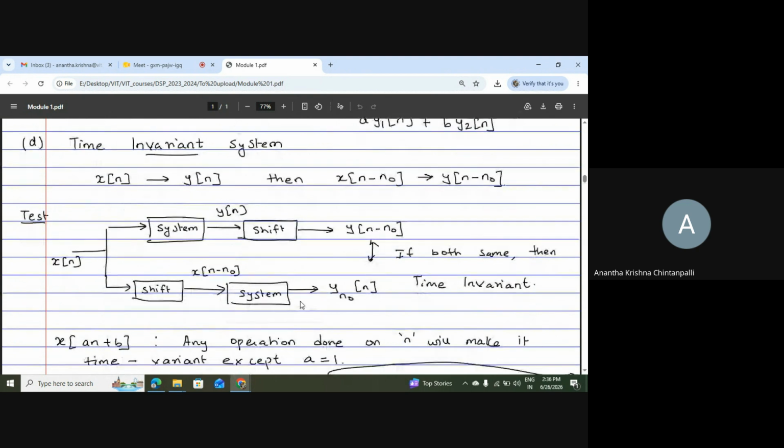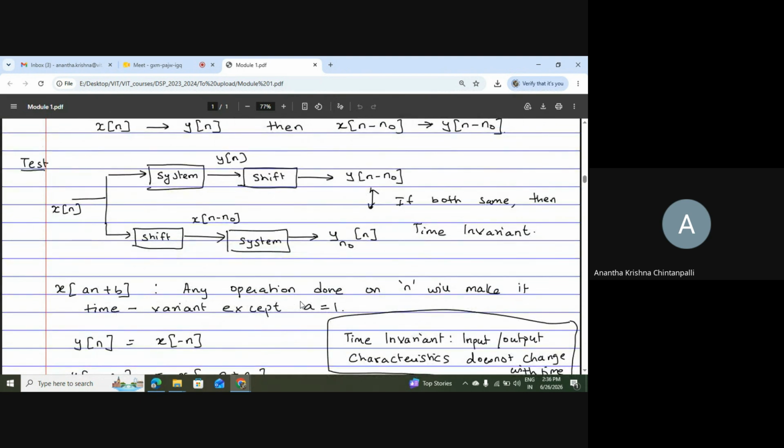Okay, in other words, let's look at some of the important properties, because here we feel that students do get confused with this particular aspect. x of an plus b. This is a very important concept. Any operation done on n will make the system time variant, except for a equal to 1.